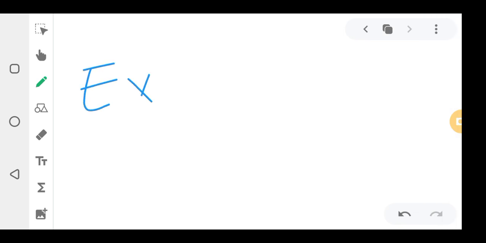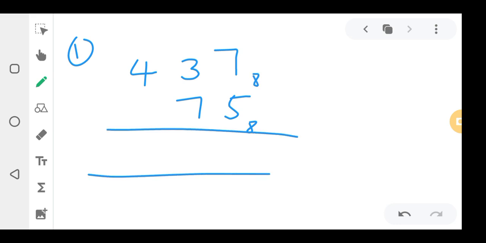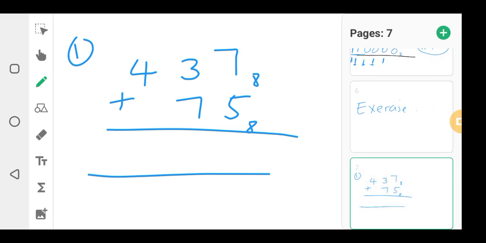So you need to practice, guys. Now I'm giving you an exercise on addition of bases, and then the next part I'll teach you subtraction of bases. This is very interesting because it usually comes in the exam. So let's see question 1. Let's see what I can bring for you. So 4, 3, 7, 7, 5, base 8, and then add these. That would be my question 1.